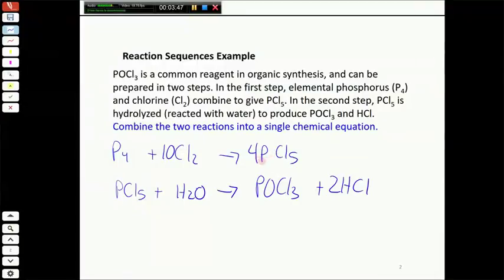We're forming 4 PCl5s. We're only using 1. So what we're going to do is we're going to take every coefficient in this equation and multiply it by 4. So we're going to get this modified form of the second equation where we take every coefficient and multiply by 4. We can't just do it to one of the coefficients because that will unbalance the reaction. So we need to do it for every single one.